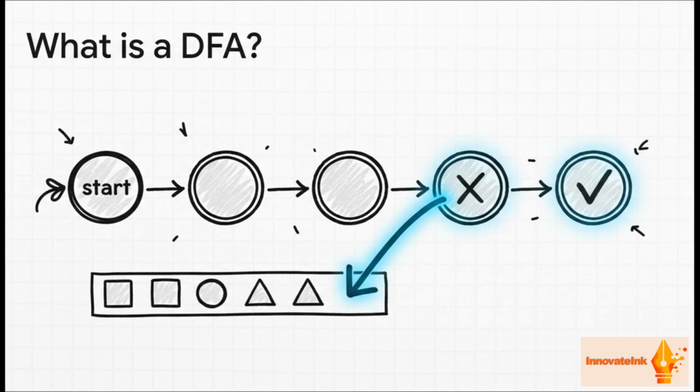It reads a string one symbol at a time, and for every symbol it sees, it knows exactly what to do next. There's no choice, no ambiguity, no guesswork. It just follows one single, predetermined path, and when it's done reading, it's either in an accept state or a reject state. That's it. Yes or no.